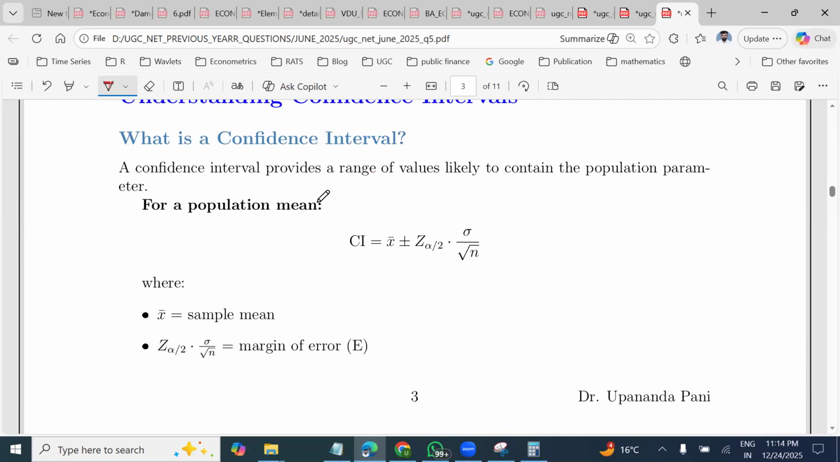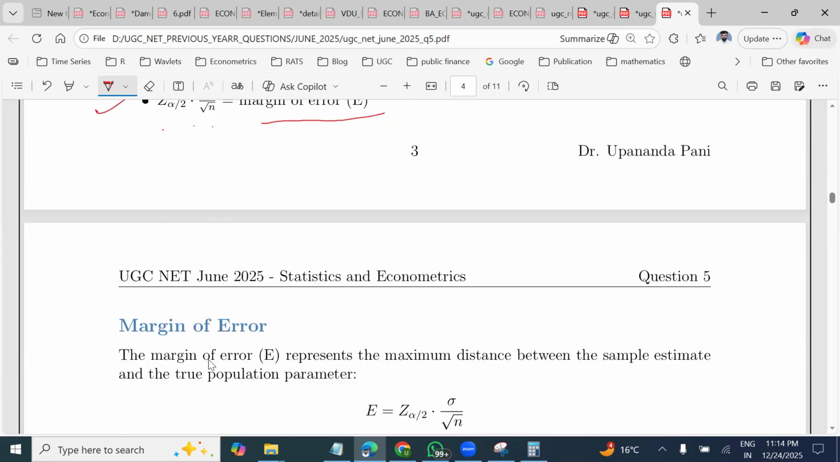Now what is the confidence interval? What are the important concepts related to it? A confidence interval provides a range of values which is likely to contain the population parameter. So for a population mean, the confidence interval is x bar plus or minus z alpha by 2 into sigma upon root n. Here x bar is the sample mean, and the margin of error is calculated through this formula, z alpha by 2 into sigma upon root n. That is the standard error.